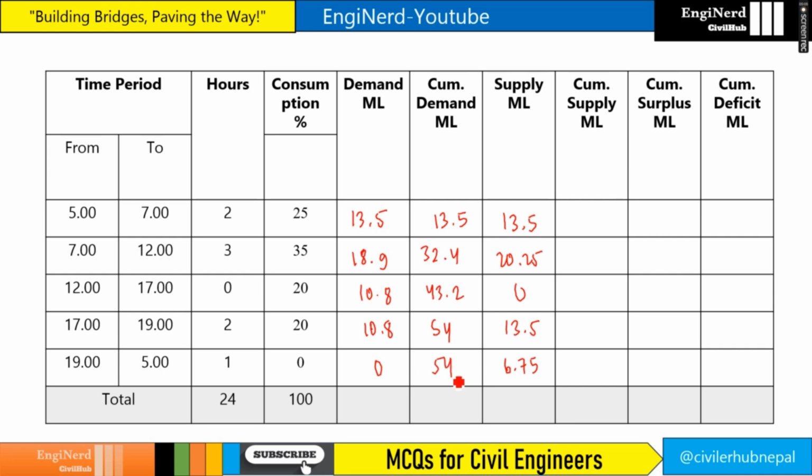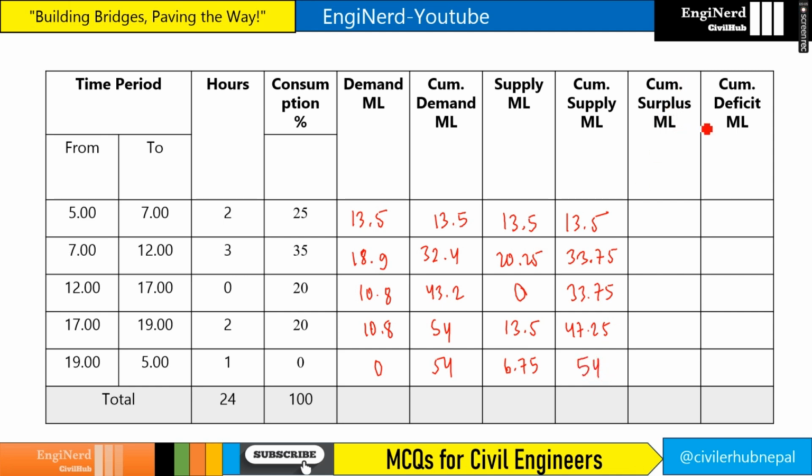For the cumulative supply, 13.5 in the first part. And second, it will be 13.5 plus 20.25, right, 33.75. And again, plus 0 will be 33.75 itself. And 33.75 plus 13.5, right? It will be 47.25. And plus 6.75 in the next. So it will be 54, right?